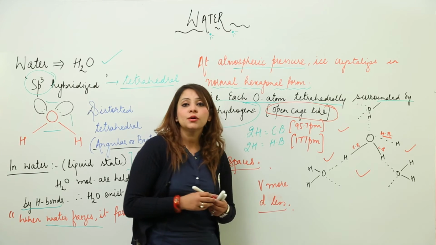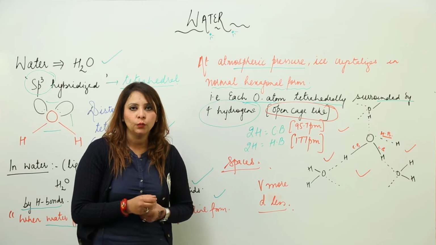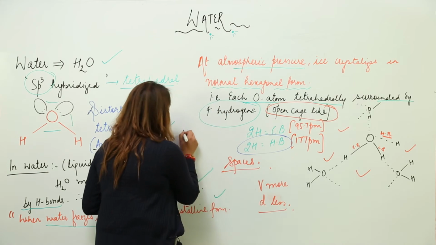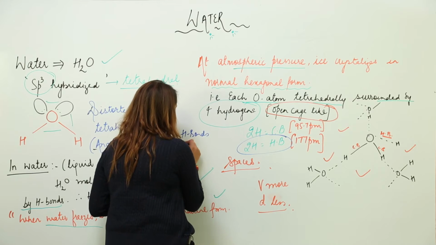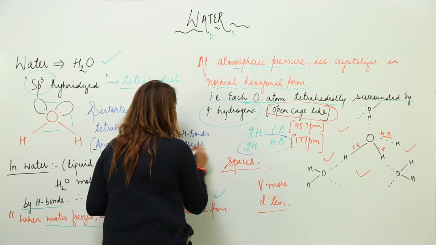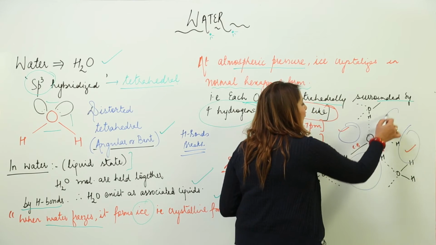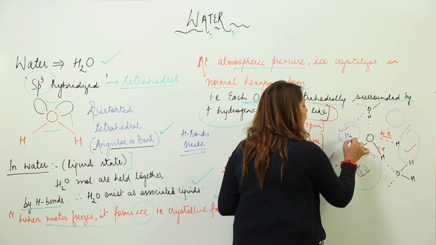Now what happens when the ice starts melting? Some of the hydrogen bonds break up, and water molecules start filling these spaces. These vacant spaces are filled by the water molecules.